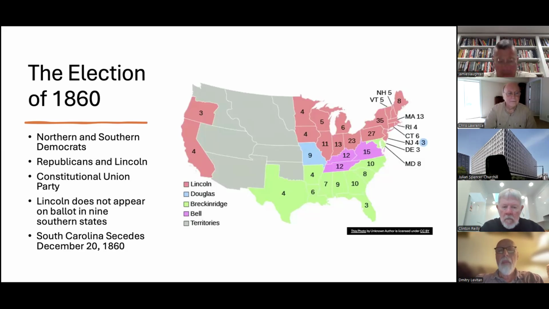Lincoln does not appear on the ballot in 9 Southern states, so you can't even vote for him. And after he wins the election in November of 1860, South Carolina secedes on December 20th, 1860, and really kind of starts the country on the road to war at that point.